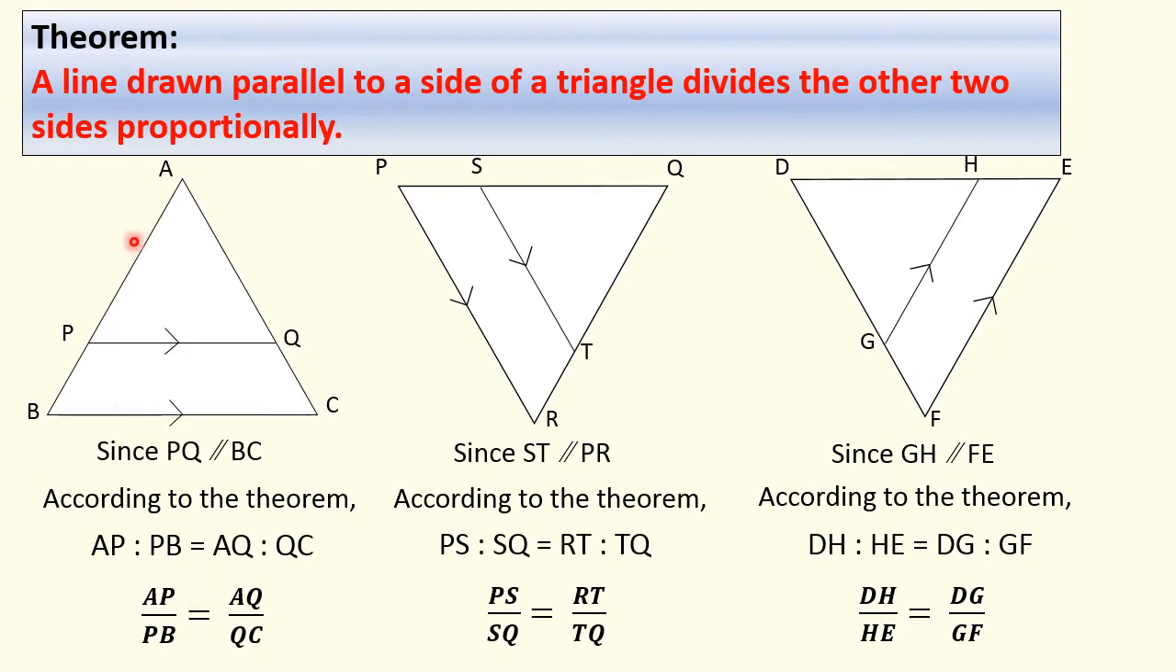When you are selecting the ratio, you can take the upper part first and thereafter the bottom part. Or here you can take PS, SQ from bottom to top. But anyhow, we should maintain the order. That means the ratio of the lengths of the line segments should be written in order.